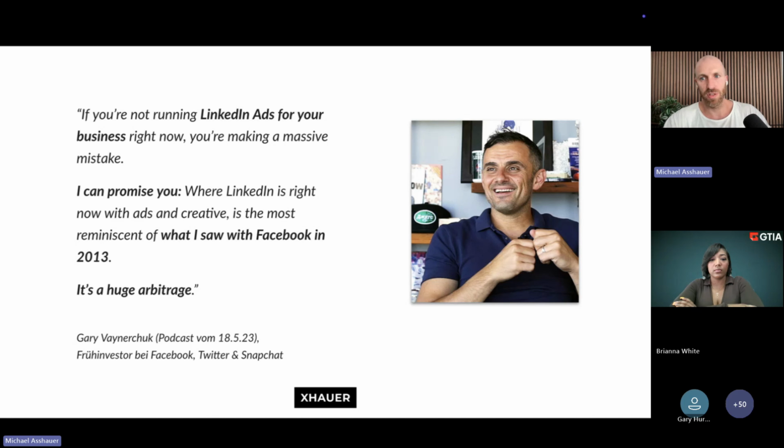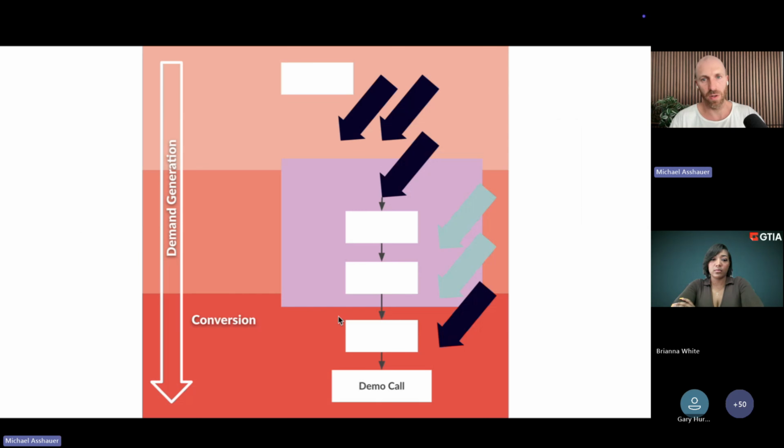This huge arbitrage, this underpriced attention, because if you know how to use LinkedIn ads properly, you can reach your exact target audience like on no other platform. Yeah, no Facebook ads, no Insta, no Google, no YouTube, no whatever. LinkedIn has the ability for you to target your exact audience very, very, very precisely. And that's what we're going to make use of.